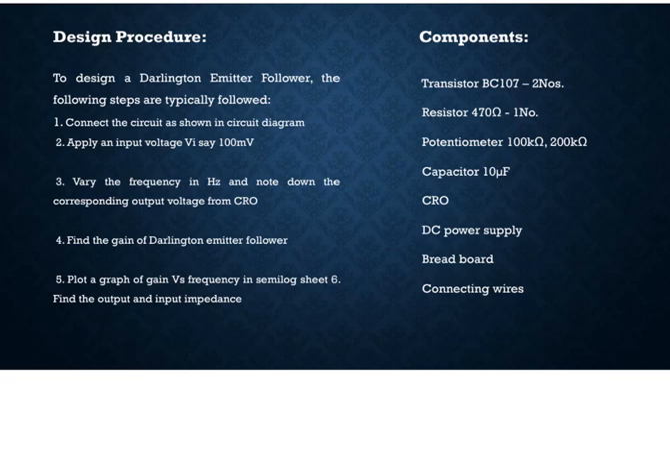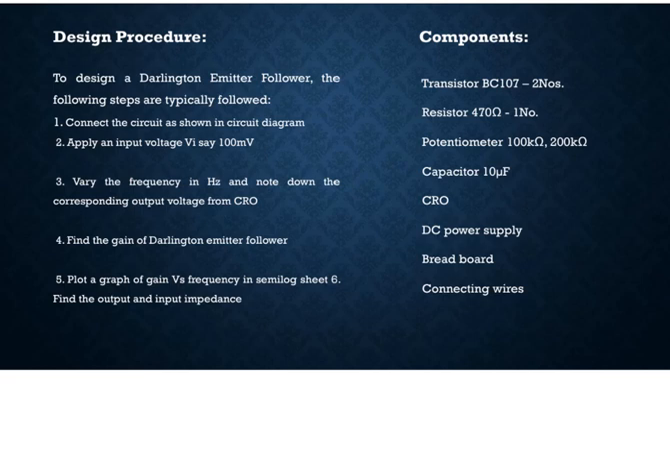The design and procedure. The design of the Darlington emitter follower follows these steps. First, we have to connect the circuit as shown in the circuit diagram. Then we apply an input voltage Vi, say 100 millivolts. Then we vary the frequency in hertz and note down the corresponding output voltage from the CRO. Then we find the gain of the Darlington emitter follower.